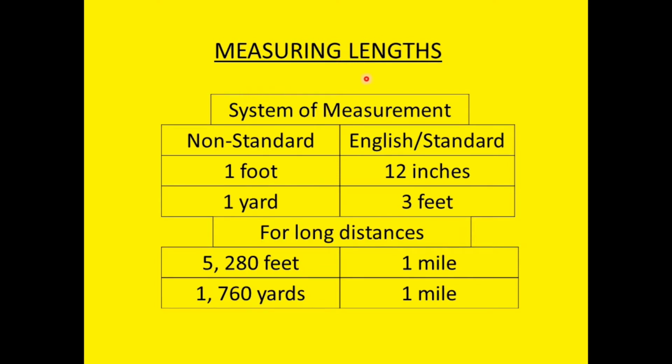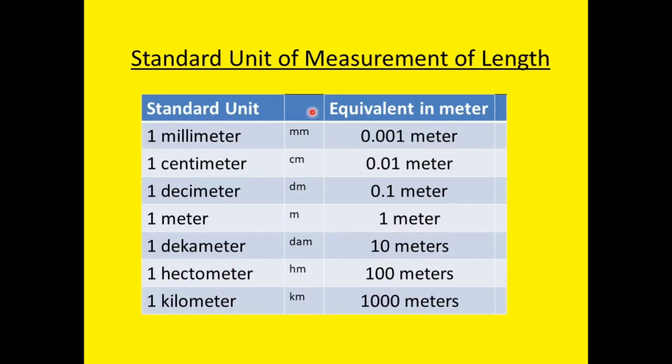So we have measuring length, the system of measurement. We have the English or standard system of measurement. 1 foot is equivalent to 12 inches. 1 yard is equivalent to 3 feet. Then for long distances, 5,280 feet is equivalent to 1 mile. Also, 1,760 yards is equivalent to 1 mile.